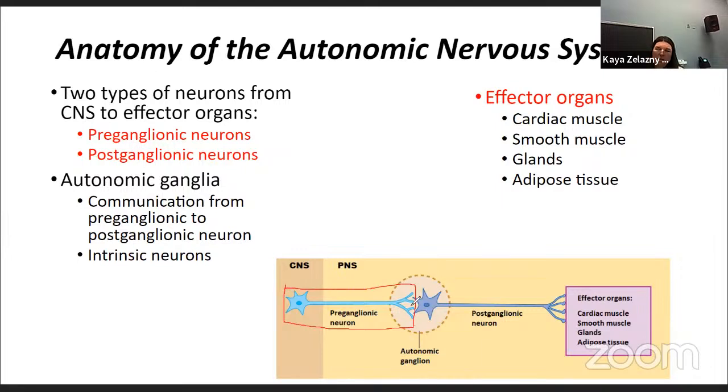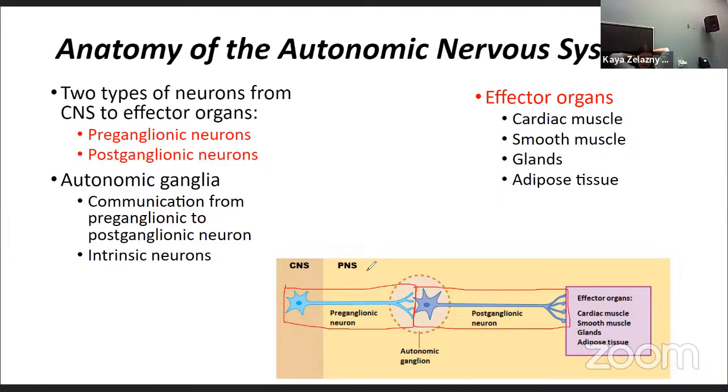Then we're going to have a postganglionic neuron. And the postganglionic neuron starts and ends out in the peripheral nervous system. So it's going to start somewhere out in the body, and it's going to send its axon and its axon terminals out to the effector organs, which are either going to be cardiac muscle, so your heart, smooth muscle, glands. Actually, fat is also a target, adipose tissue, of our autonomic nervous system. Okay. A ganglion is just a place where you see cell bodies. That's why the term is a little different here.